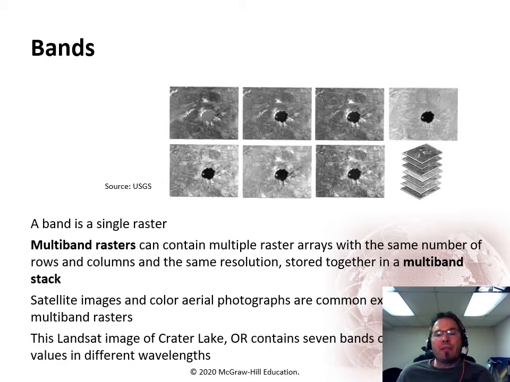Now, we don't do that in this course per se. We'll do a tiny bit of it just in the tutorial, just so you can see. But multi-band rasters contain an array of rasters, all with the same number of columns, rows, and resolution, and you can mix and match the different color schemes to create all kinds of interesting results.